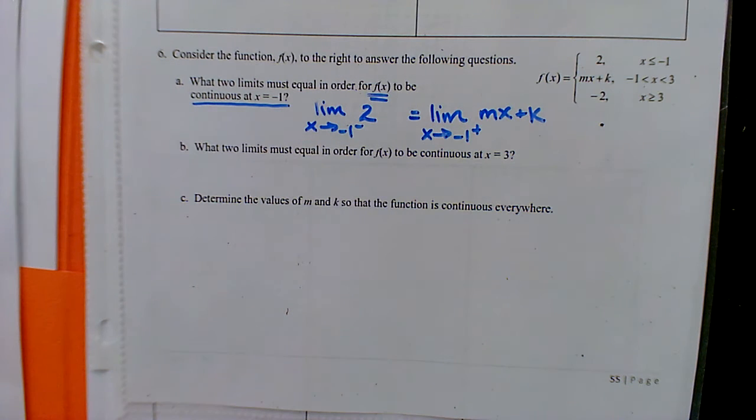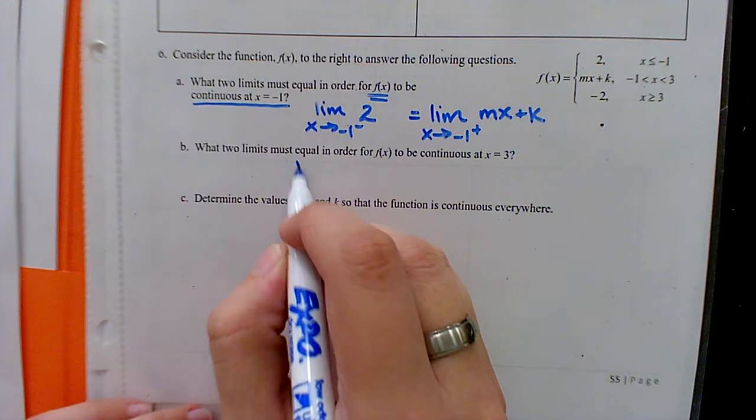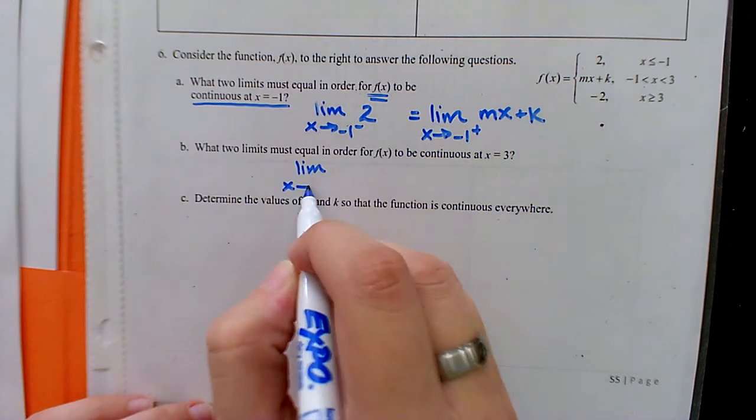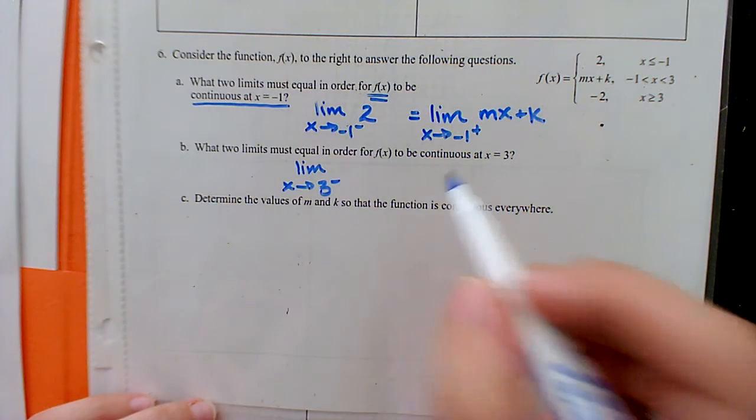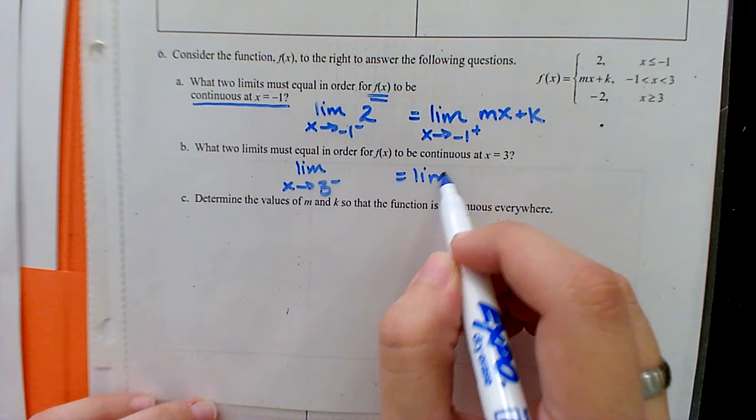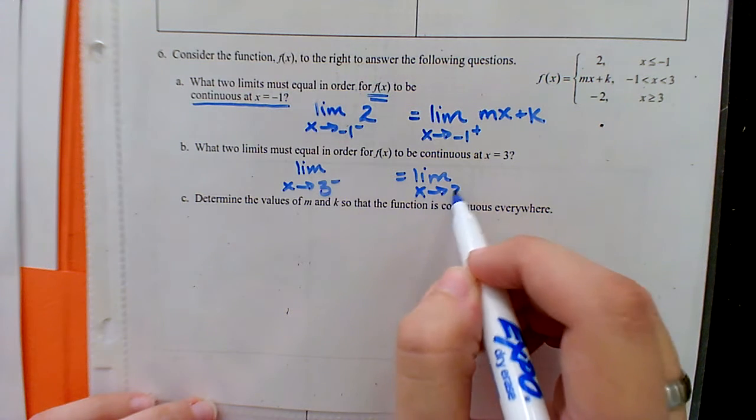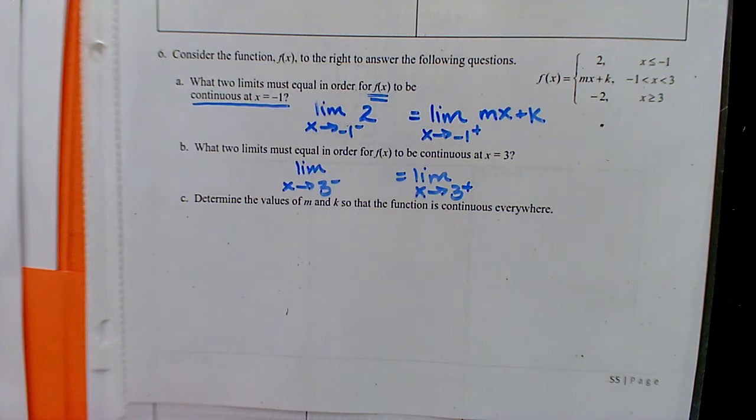How about a very similar question for part B? What two limits must equal in order for the piecewise function to be continuous at 3? So we have to check what's going on to the left of 3, but also what's going on to the right of 3. Those must equal in order for the overall limit to exist, which is a stipulation for continuity.